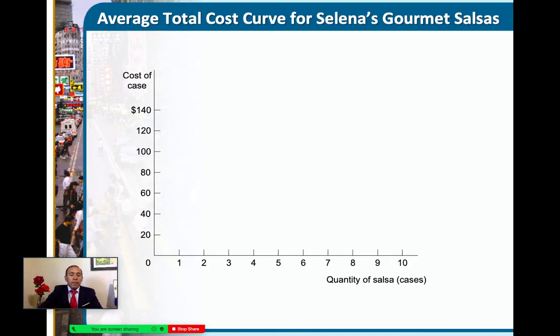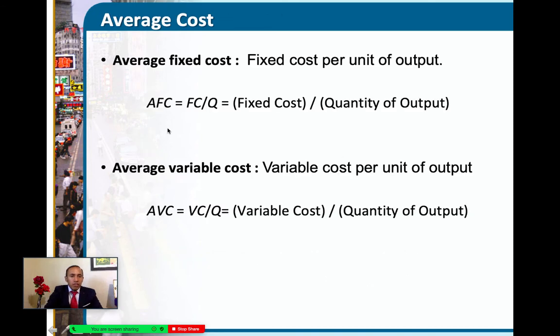quantity of output. Now, combining these two, average fixed cost plus average variable cost will give us the average total cost, because we're averaging everything. So if you add them together, it's going to give you the average total cost, just like when you do total cost is equal to fixed cost plus variable cost, that will give you total cost of operations. In this case, average fixed cost plus average variable cost will give you your average total cost.